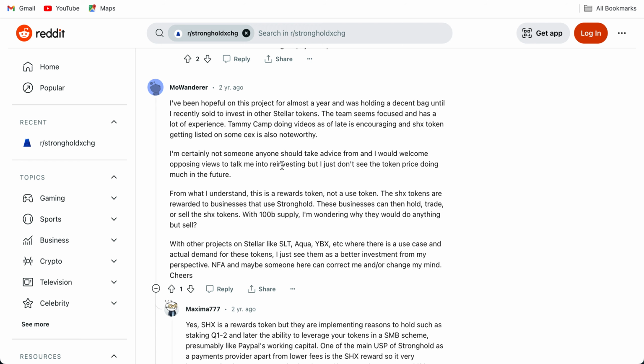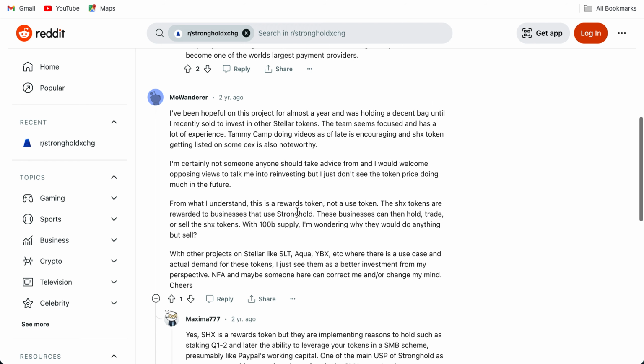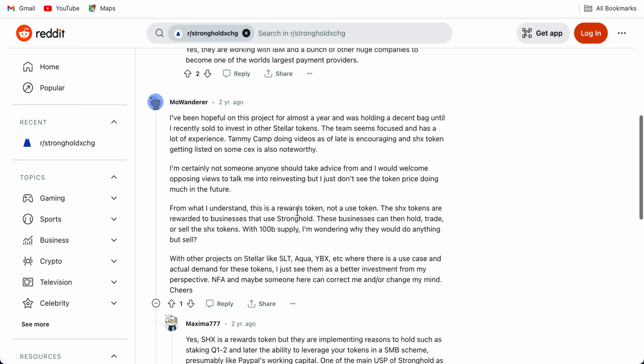Basically, the rewards mechanism: many skeptics believe that the rewards that the merchants are going to be getting are going to be dumped back on the community because of the huge supply, the 100 billion supply. They would dump the coins and sell them. Anyways, this is the question here.